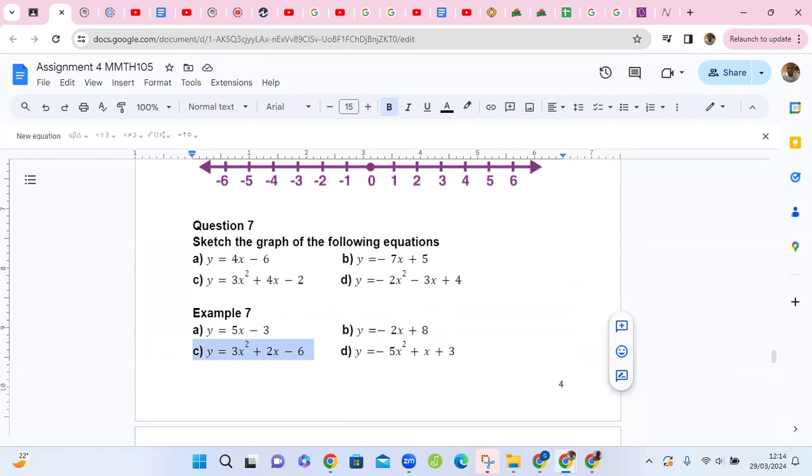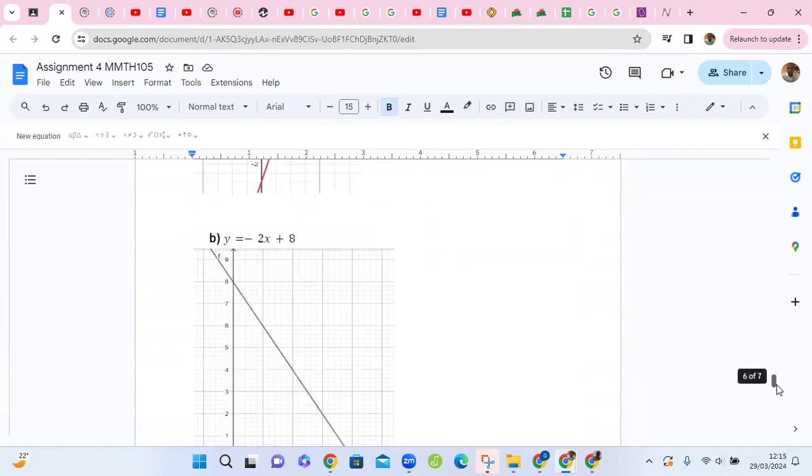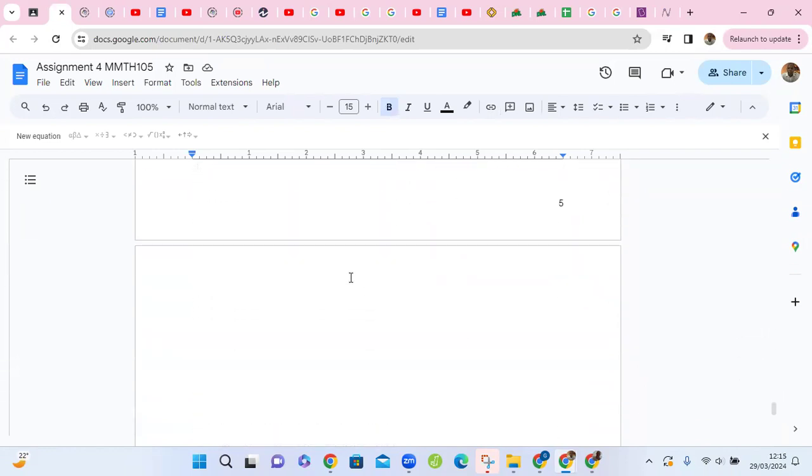quadratic. Now, the quadratic is not going to give you a straight line, it's going to give you a curve, which is called a parabola.